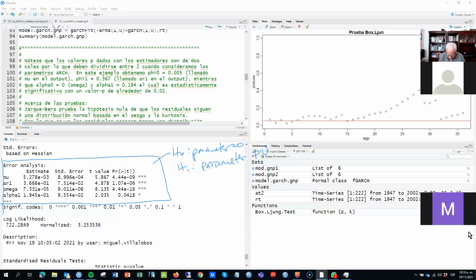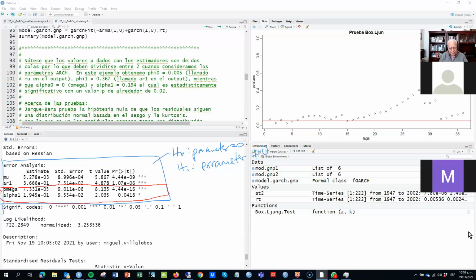Except that when we look at the parameters for the GARCH model, which are the omega, which is the alpha 0 in this case, and alpha 1, they have to be positive. So this p-value in fact has to be divided by 2, because that p-value is a two-sided test, when in fact the only thing that makes sense in this particular case is to take the p-value that comes here and divide it by 2.